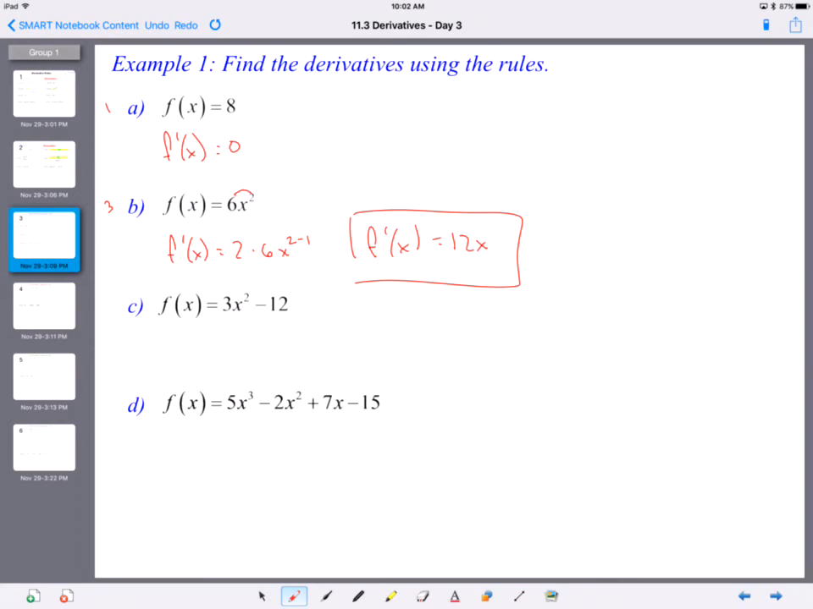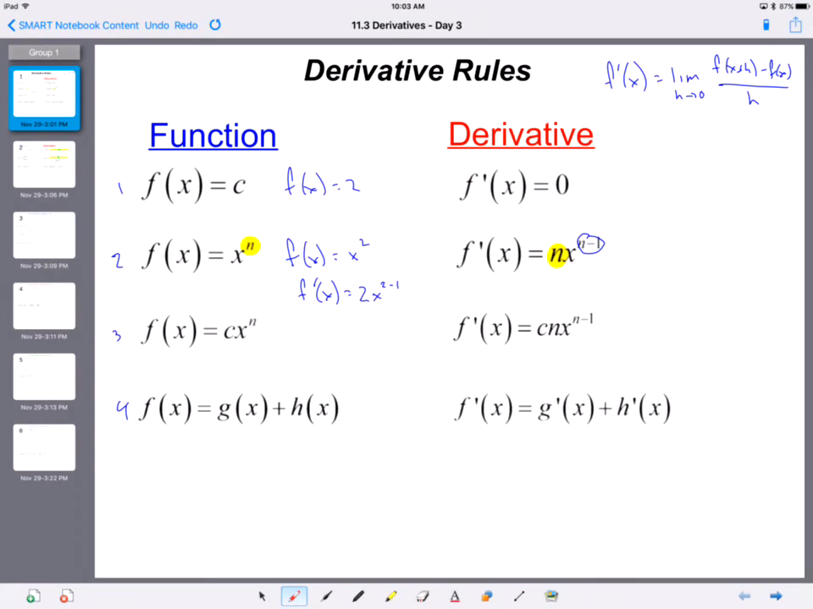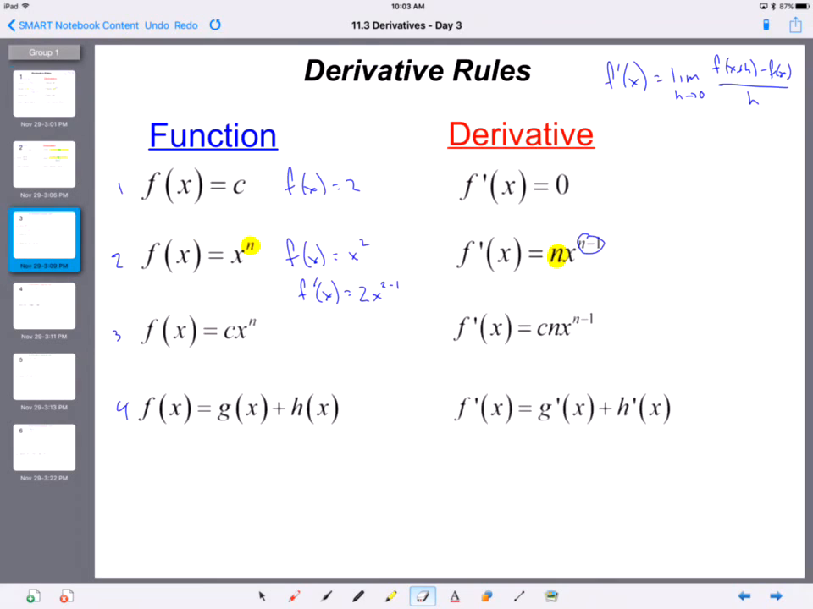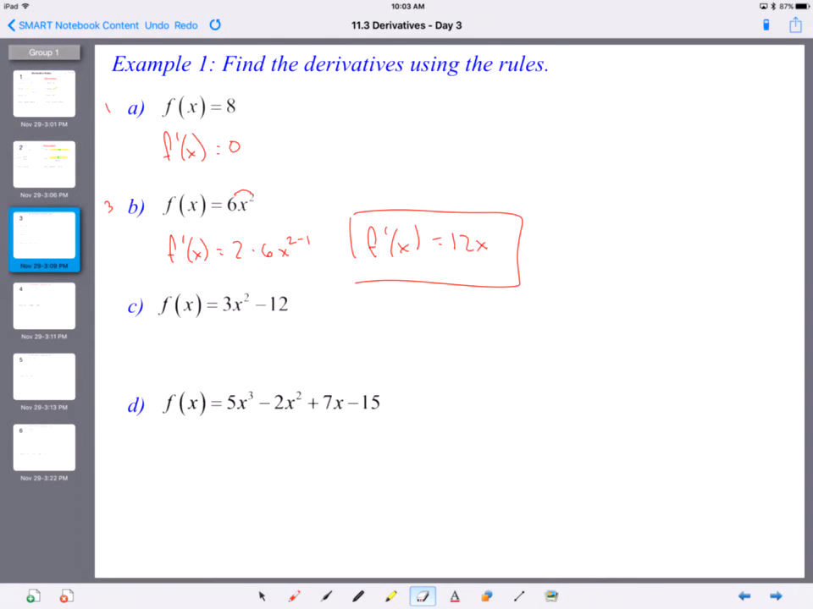On the example 1c, we got 3x squared minus 12. Which rule or rules are we going to use on this one? We're going to use rule number 4 because you're adding or subtracting. And inside rule number 4, you have to do 3x squared. So that's going to be rule number 3. And then you're also going to use 1 because you do have that constant of 12 at the end. So on this one, we're using 1, 3, and 4. So you can use multiple rules as you're doing this.